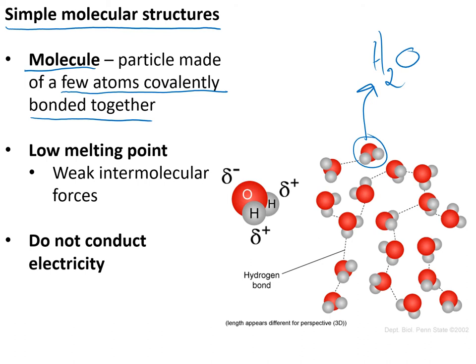Now, these things have low melting points. The reason for that is because when they're in the solid or liquid form, they're held together by these weak forces of attraction that I'm just circling here, called intermolecular forces. Now, those forces are weak, so you don't need much energy to break them, which is why they have low melting points. They do not conduct electricity because they have no electrons that are free to move.